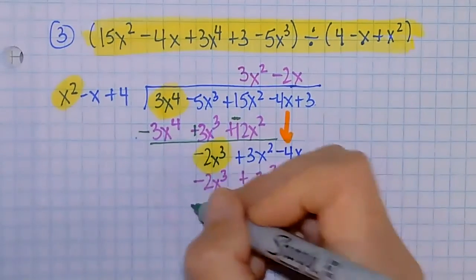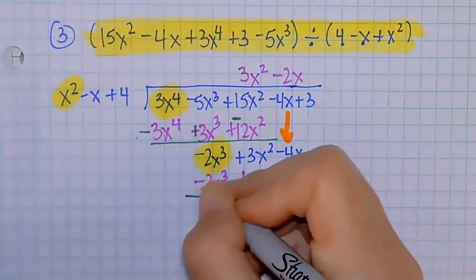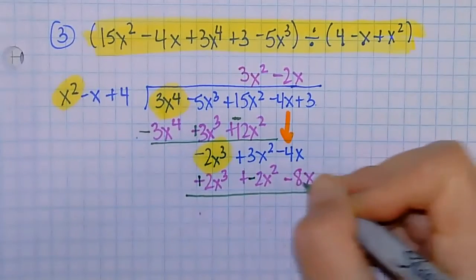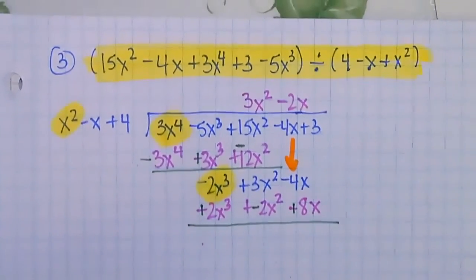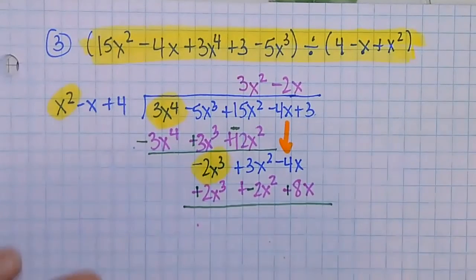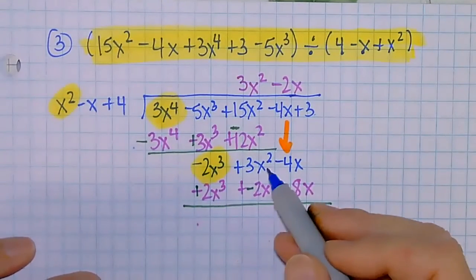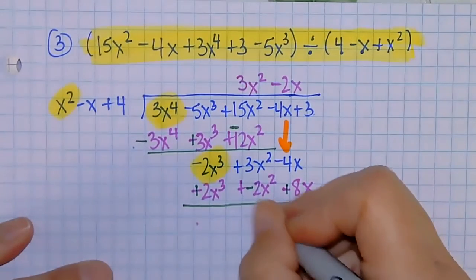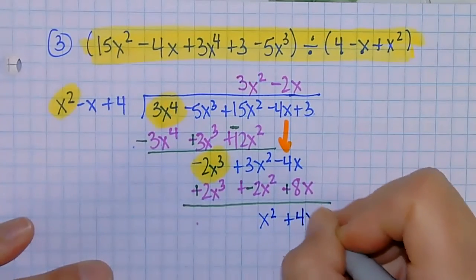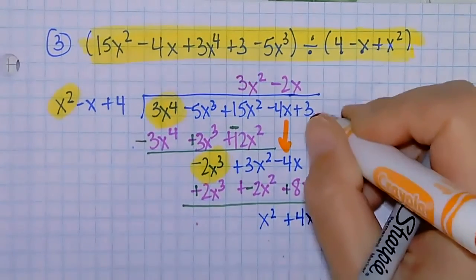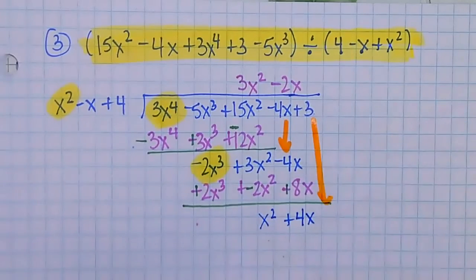And then I'm going to subtract. So I'm going to change the sign. So this is a plus, minus, plus. And now I'm going to do that math. And so this cancels out. 3x squared and a negative 2x squared is an x squared. Negative 4x and 8x is a 4x. And then I'm going to bring down my 3.